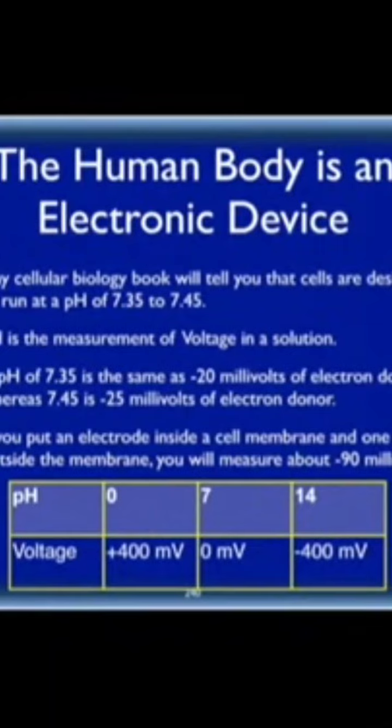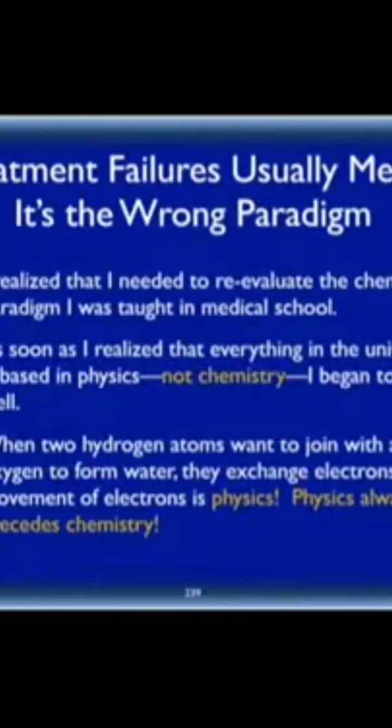So the reality then is voltage in a liquid we call pH. And by convention, if you find that the solution is an electron stealer, you put a plus sign in front of the voltage. And if it's an electron donor, you put a minus sign in front of it.